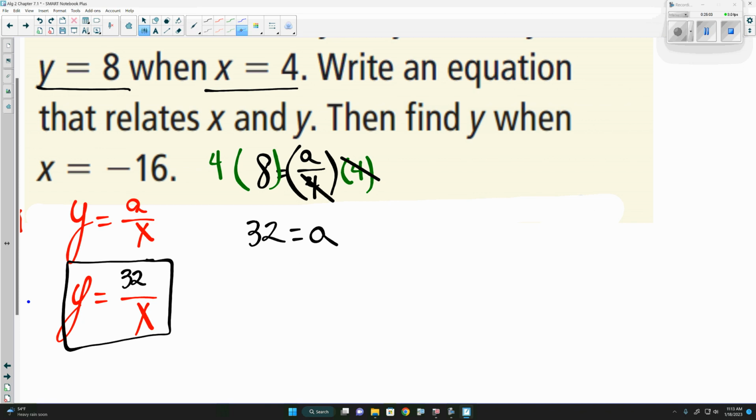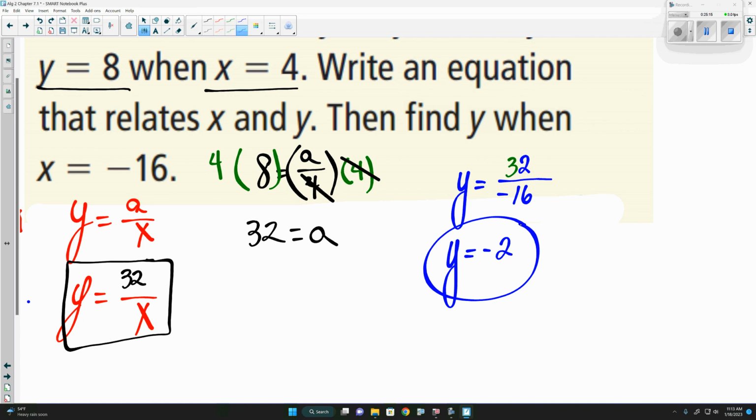Now the last half is to find the value of y when x is negative 16. So we have 32 divided by negative 16, which is negative 2. Any questions on any of this here? Do we need another example of one of these here? Do we feel comfortable with this? So we need to find the equation and the value of y from the given x that they give us. And that's it.